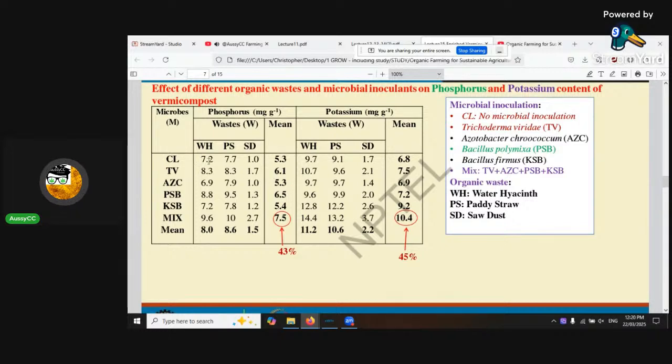Here the control up the top, and all these numbers are mostly higher. See, Azos is lower, which you'd expect because it's not producing any phosphorus. That's exactly right. So the rest are higher. Paddy straw and sawdust. Look how low the sawdust is, because it's pretty much got no nutritional value to start with. What this summarizes is that the microbial inoculants help.